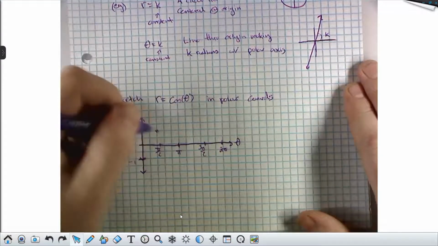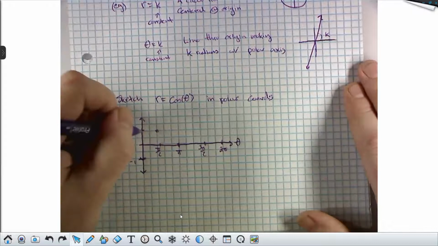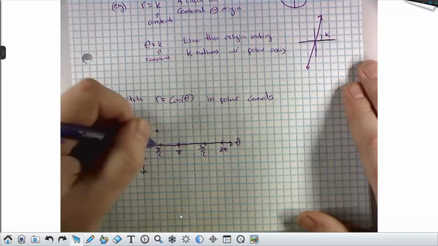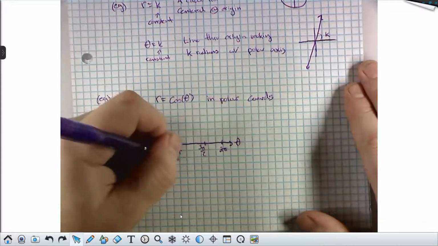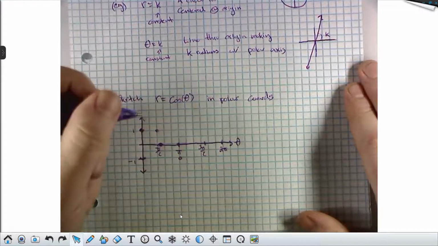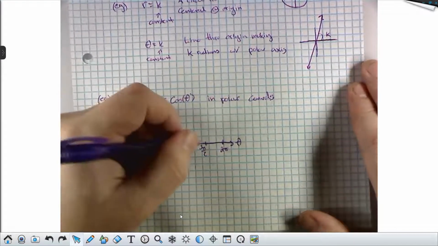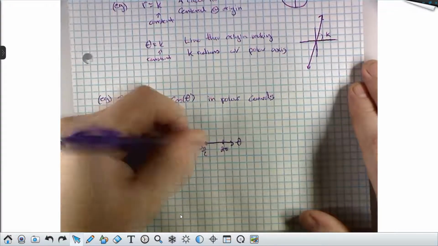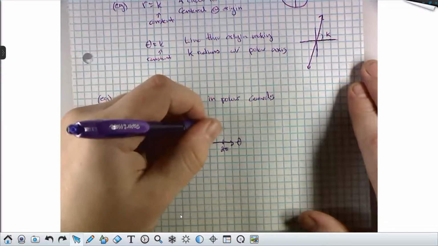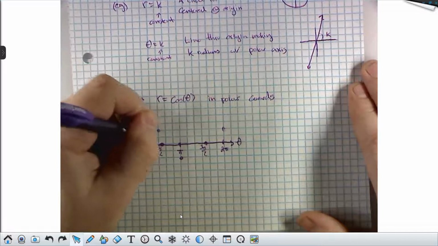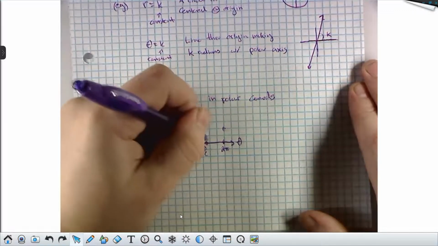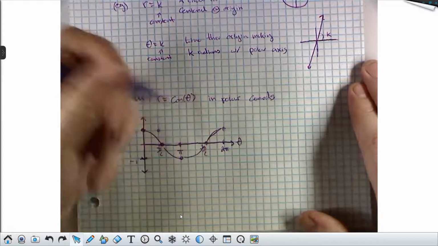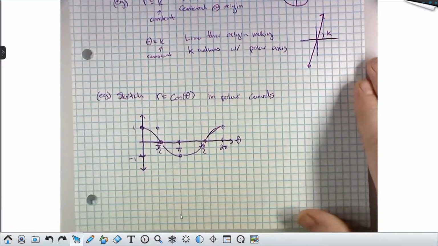So we all know what cos theta looks like. Cos of 0 is 1. Cos of pi over 2 is 0. Cos of pi is -1. Cos of 3 pi over 2 is back to 0. And cos of 2 pi is +1. So the cosine curve is like this, at least from 0 to 2 pi.